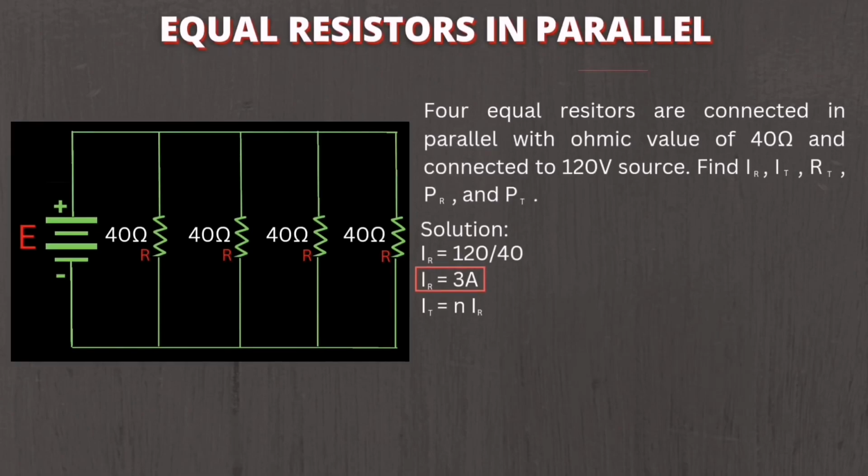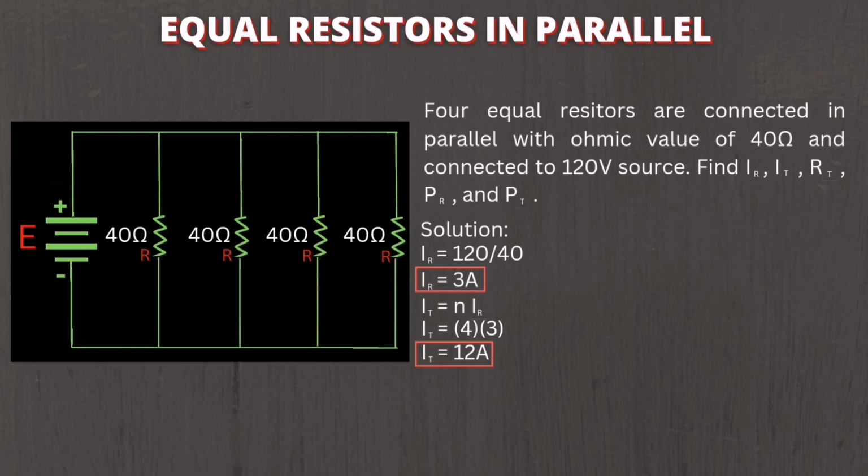So for number 2, I sub t, which is the I total, can be solved by I sub t equal to N multiplied by E divided by R, or I sub t is equal to N multiplied by I of R. Since I of R is equal to 3 amperes, we will have I total equal to 4 multiplied by 3. So the answer is I total is equal to 12 amperes.